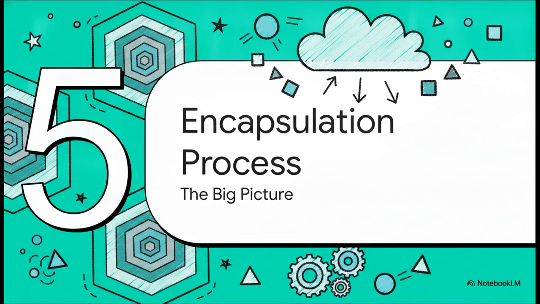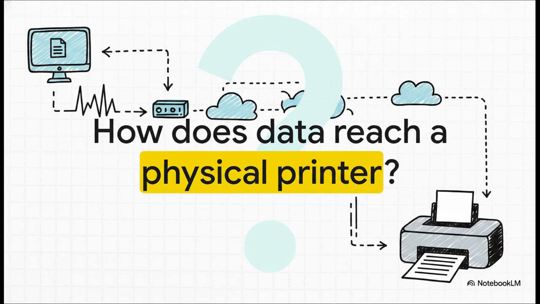Finally, Section 5, the encapsulation process explained. Let's use a real-world scenario from the study materials to tie everything together. What exactly happens to a piece of data as it travels from your computer screen all the way down to a physical printer, sitting over there on your local network?